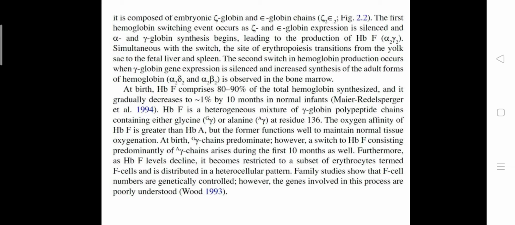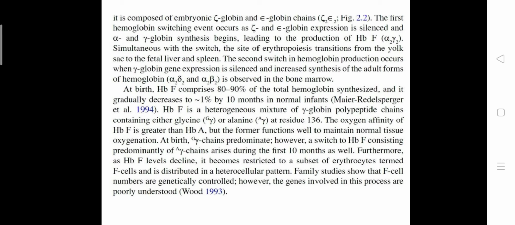At birth, hemoglobin F comprises 80 to 90 percent of total hemoglobin synthesized, and it gradually decreases to 1 percent by 10 months in normal infants. Hemoglobin F is a heterogeneous mixture of gamma globin polypeptide chains containing either glycine or alanine at residue 136. The oxygen affinity of hemoglobin F is greater than hemoglobin A, but the former functions well to maintain normal tissue oxygenation. At birth, the gamma G chain predominates.